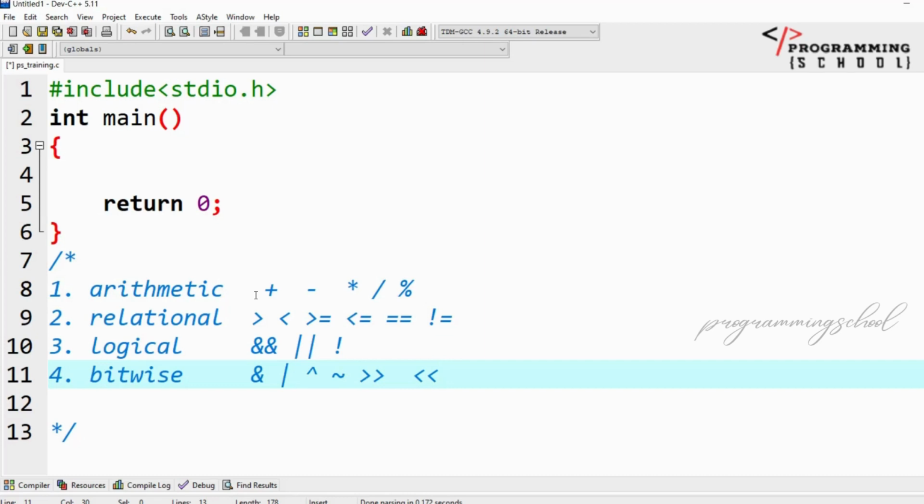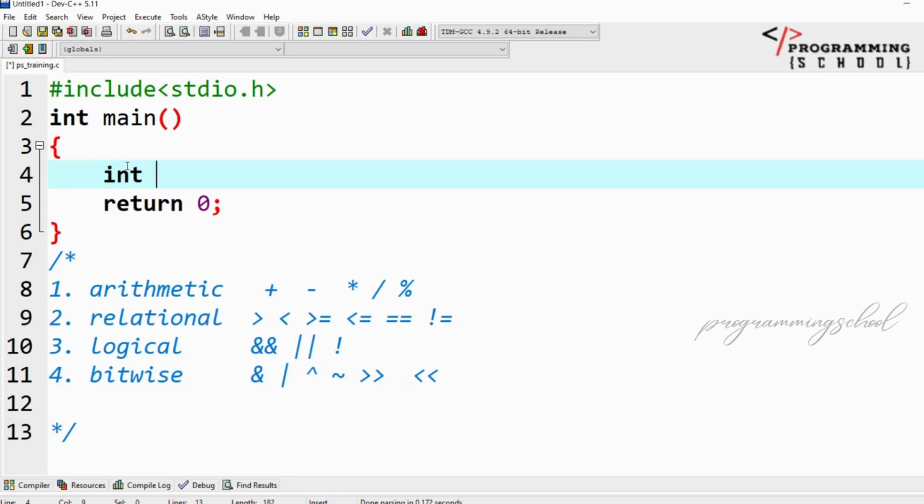I'm going to discuss all these concepts: arithmetic operators, relational operators, logical operators, and bitwise operators. First of all, we have to know how each and every operator works. Then we have to know what type of questions are going to be asked. First of all, how arithmetic operators work.